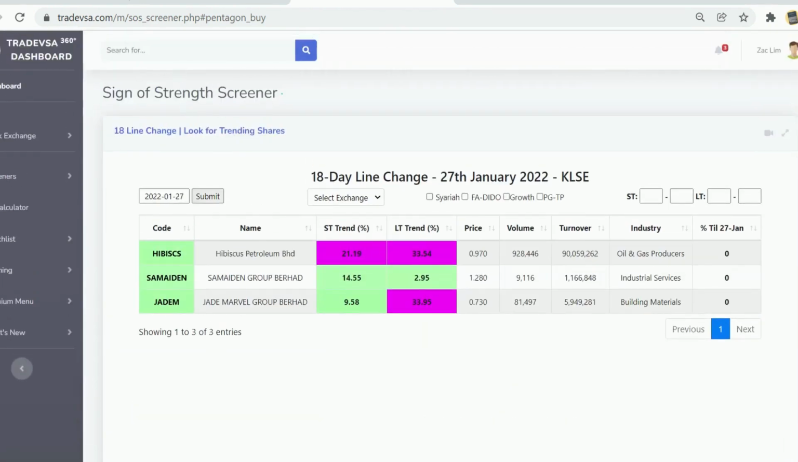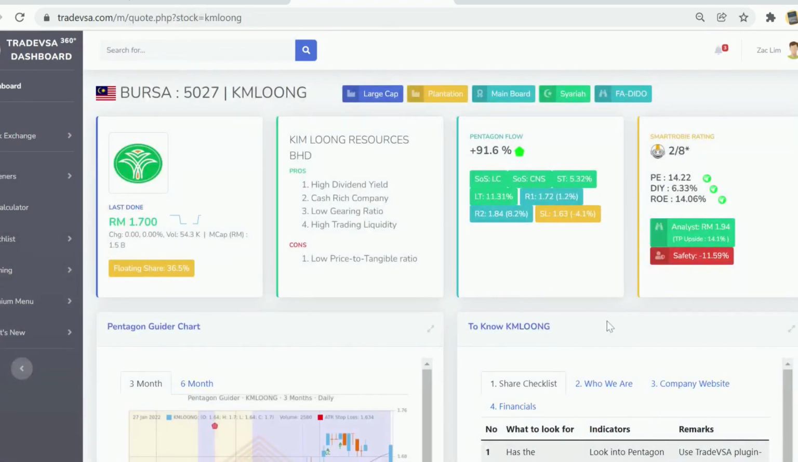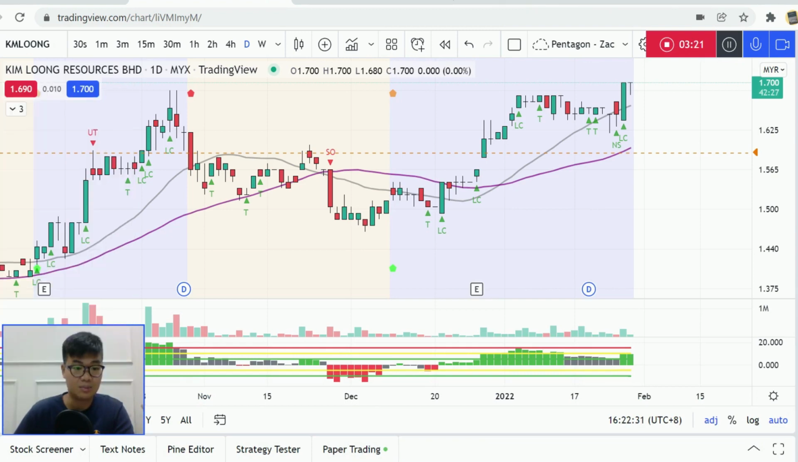But before I go to TAFI, I just want to check the support resistance for KMLOONG again. As always, I like to come to this BSC 360. 2 over 8, and the Pentagon flow is 91%, 92%. These are the things I'm looking for: stop loss level or support level. 163. At the moment, as we are doing this video, the price is around 1.7.